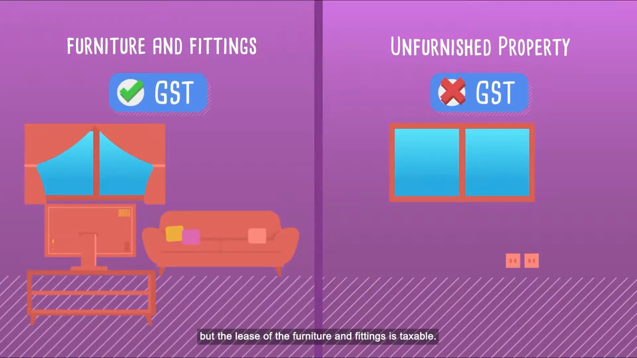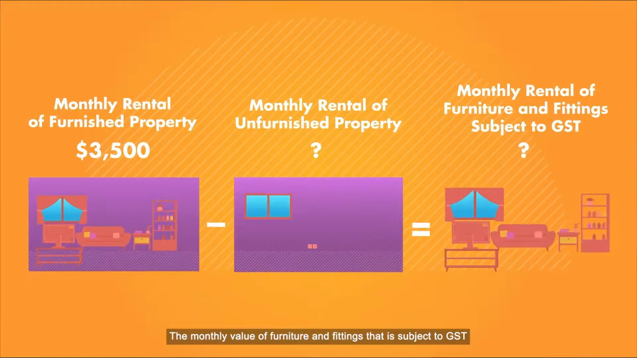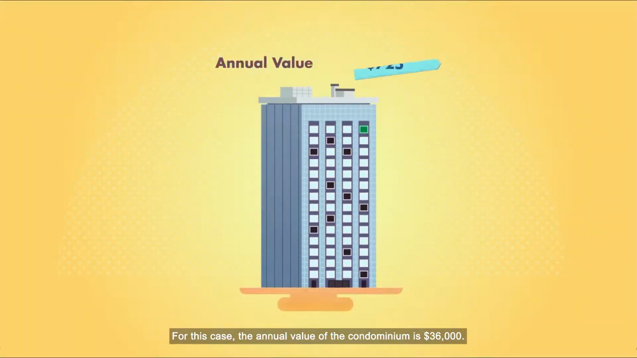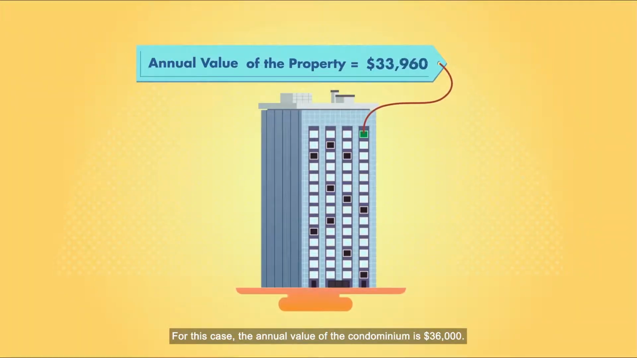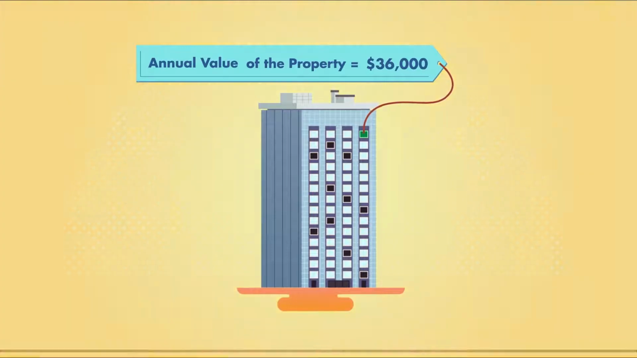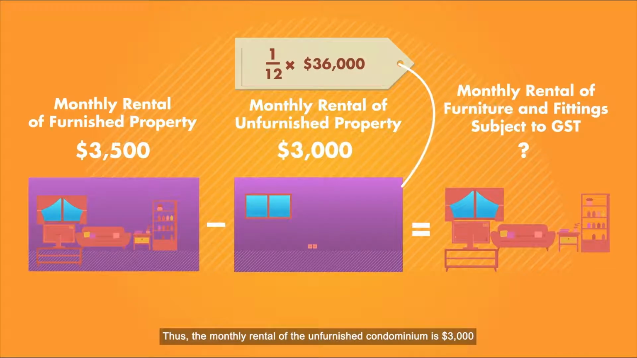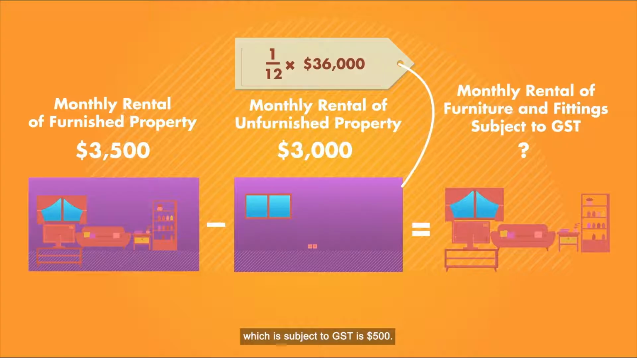fittings is taxable. The monthly value of furniture and fittings that is subject to GST is the difference between the monthly rental of the furnished condominium and the monthly rental of the unfurnished condominium, which is 1/12 of the annual value of the condominium. For this case, the annual value of the condominium is $36,000. Thus, the monthly rental of the unfurnished condominium is $3,000, and the monthly value of the furniture and fittings, which is subject to GST, is $500.